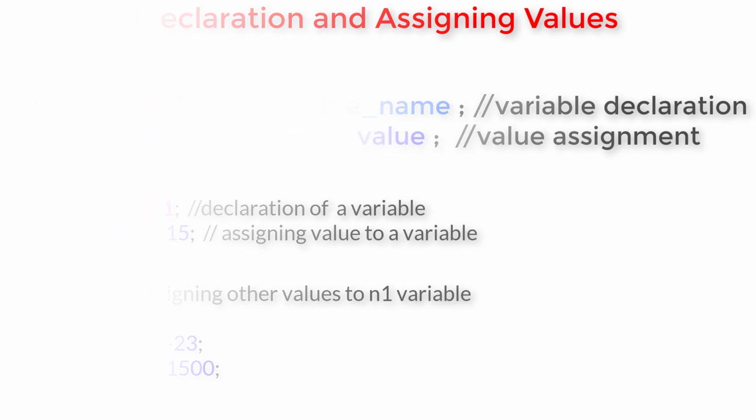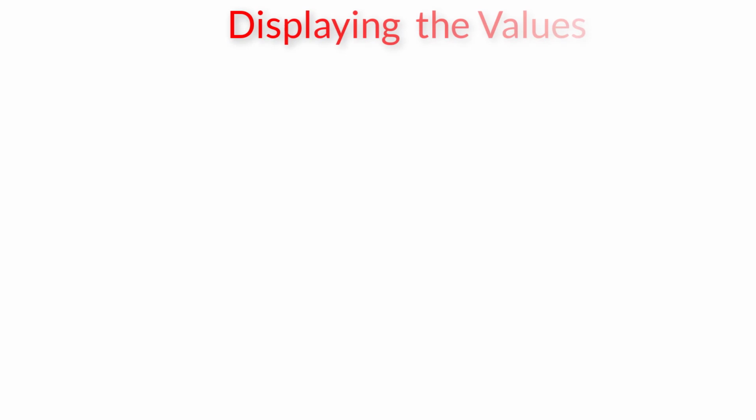Now, we will discuss displaying the stored values of the variable on the output screen. To print the stored values we use the printf statement. This printf statement was discussed in the previous videos. If you haven't seen the previous videos, see them by the link in the description. Let us consider the example n1 discussed earlier. Now, if you want to print the value of n1, we need to follow the following syntax.